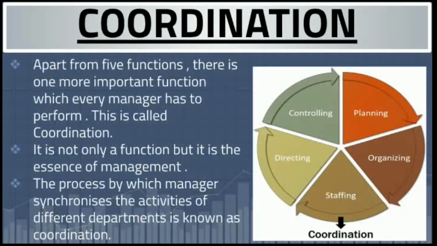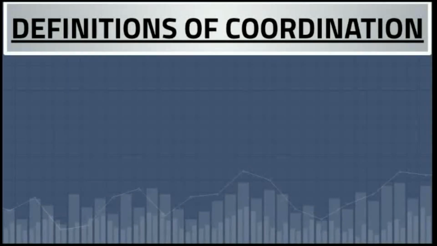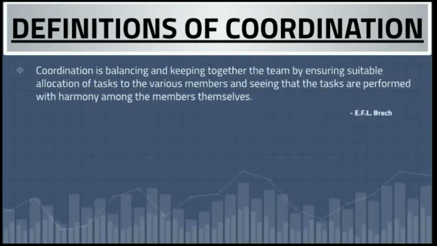Now we'll be studying the important definitions of coordination by famous authors. The first one, according to E.F.L. Breech: coordination is balancing and keeping together the team by ensuring suitable allocation of tasks to the various members and seeing that the tasks are performed with harmony among the members themselves.